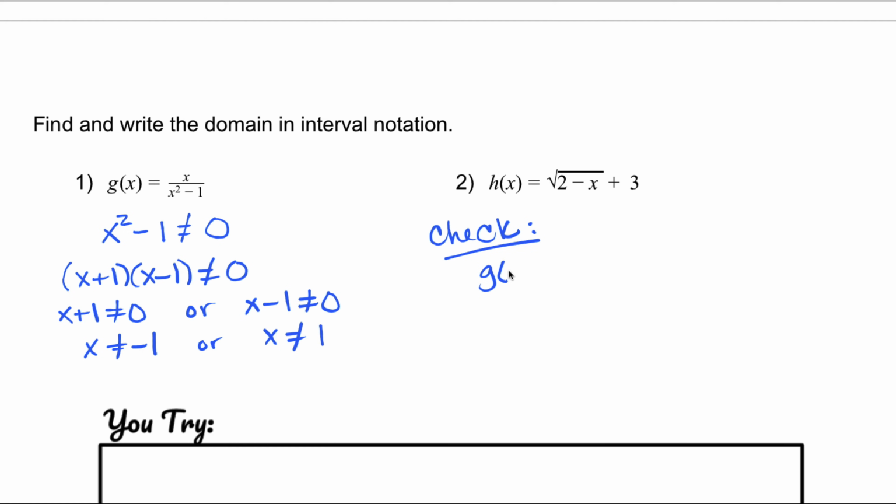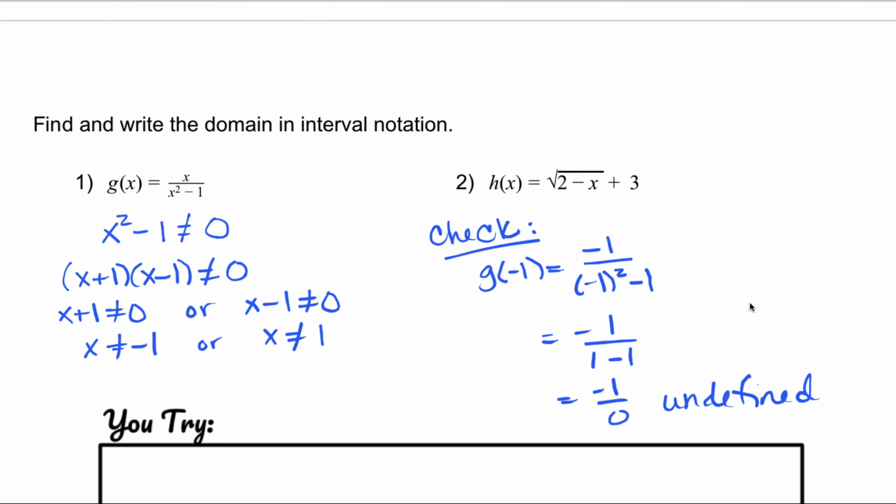So g of x, if I say g of negative 1, that would be negative 1 over negative 1 squared minus 1, which is negative 1 over positive 1 minus 1. And there you see we have a denominator of 0, which is undefined. Likewise, if I were to evaluate g of positive 1, that would be positive 1 over positive 1 squared minus 1, which would still be 1 minus 1 in the denominator, and that would be 0, which would still be undefined. So either of those values make our domain undefined.